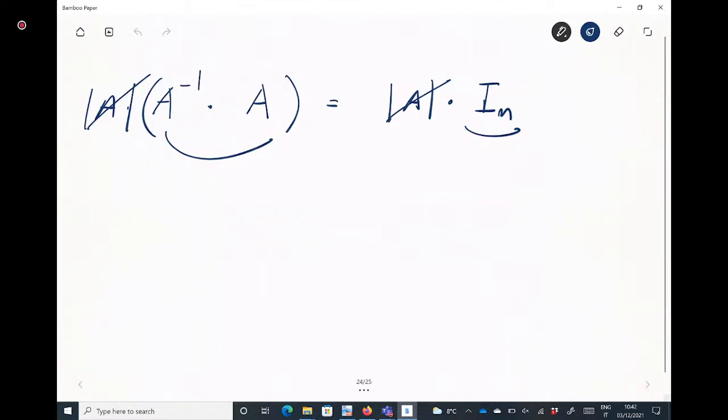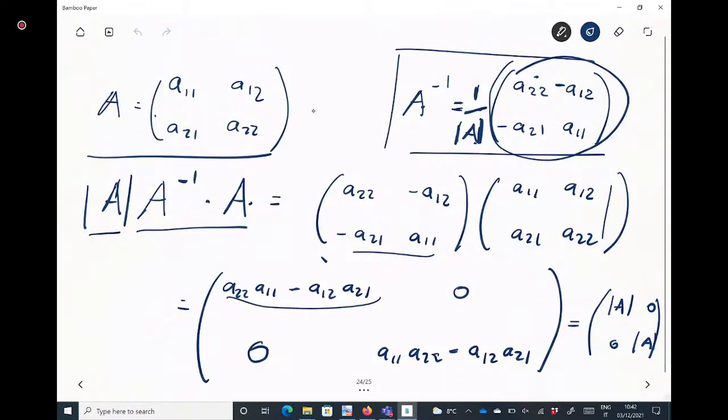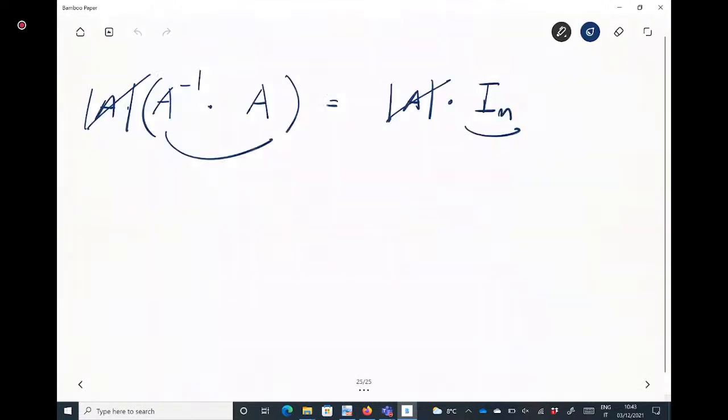And in 2 by 2 matrices, this means that if you take this matrix, you exchange the two elements in the main diagonal, and you take the negative of the remaining elements, and you divide by the determinant of A, you obtain the inverse matrix, okay? So this is the rule to compute the inverse matrix in this case.